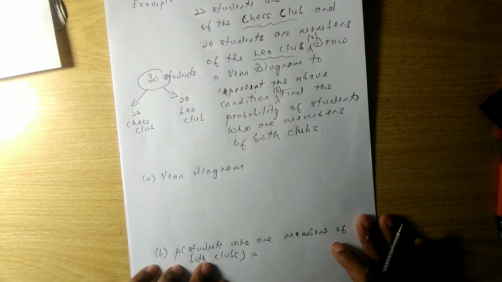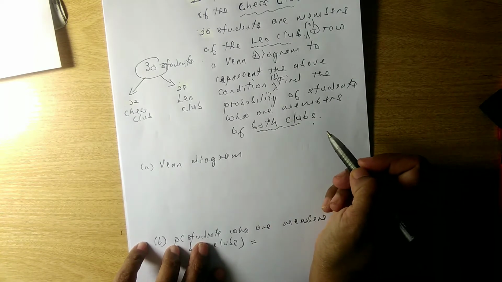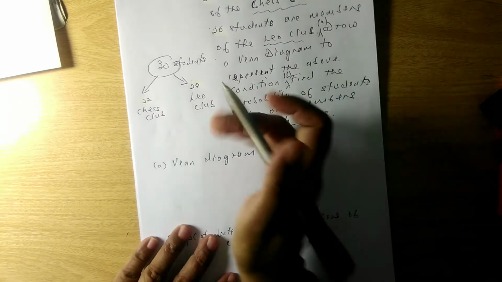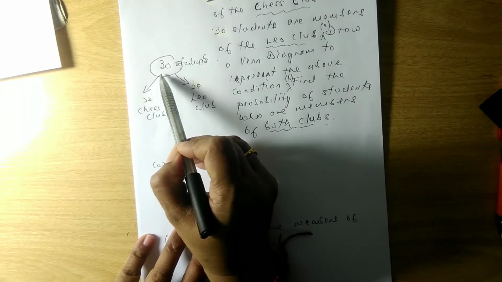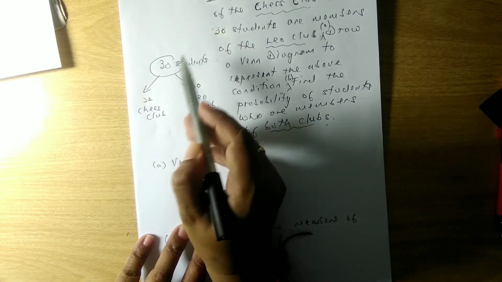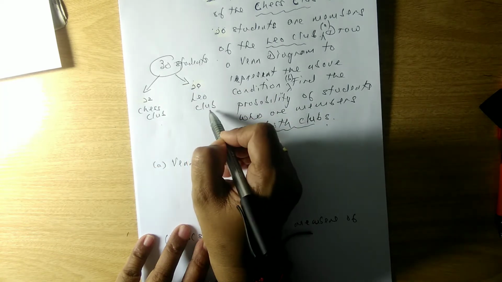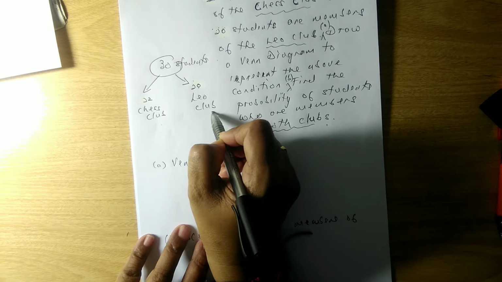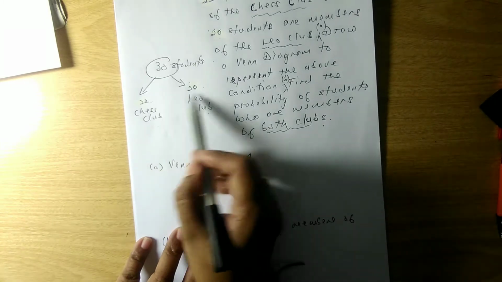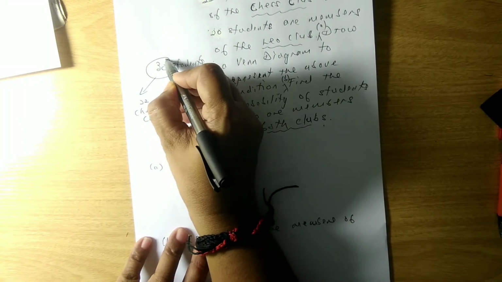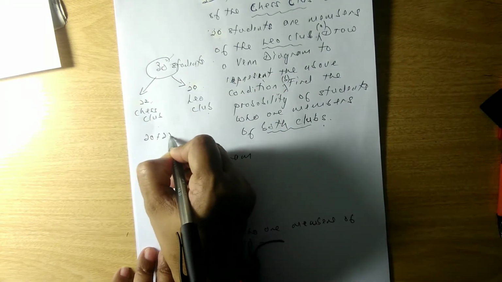Basically this is how the whole thing goes. It's just a simple diagram. Now let's say I've got 30 students. Out of the 30 students, I've got 22 students who are members of the chess club and 20 students who are members of the Leo club. When you add up 22 and 20, this sums up to 42 students. But I only have 30 students in the class. So that means, if I have this, this is 42, I have an excess of 12 students.